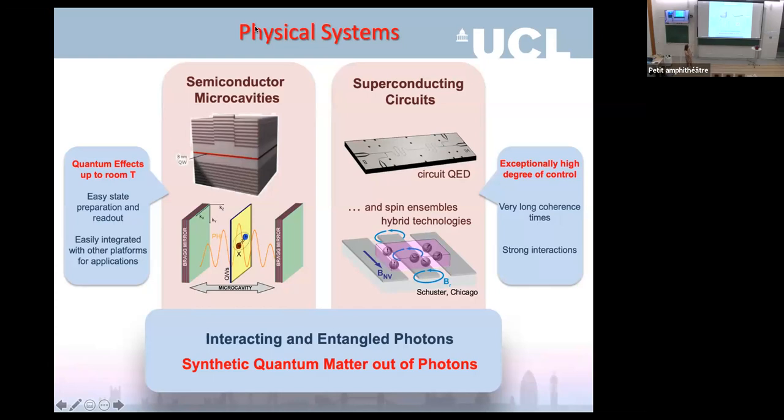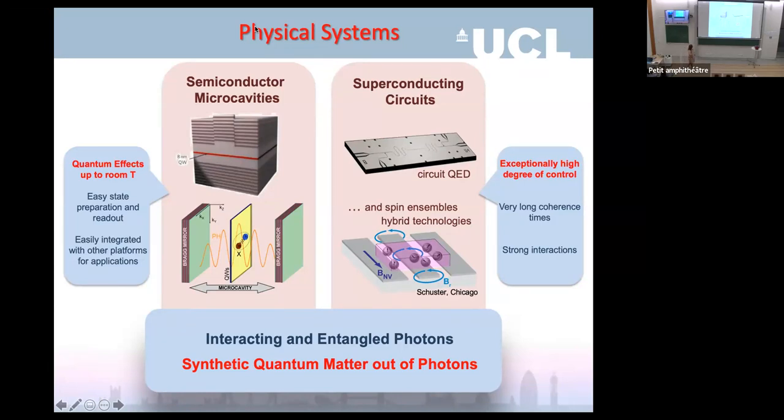One system, which we already heard earlier, is superconducting circuits, where it's especially easy to engineer very strong interactions, and there is an exceptionally high degree of control of the system. Whereas, as far as I am aware, they still struggle a little with disorder, and it's not very easy to scale up that platform.